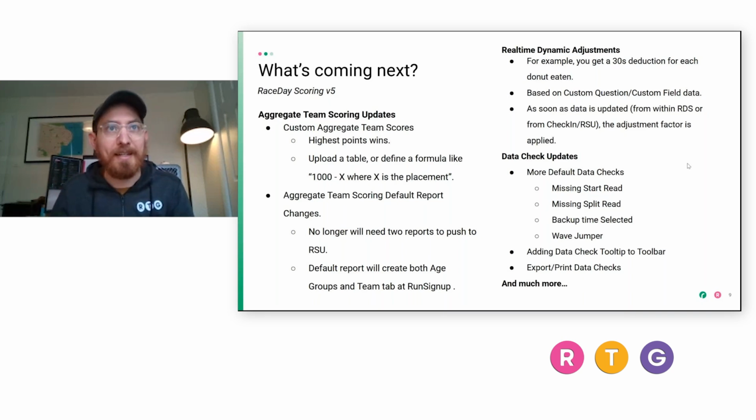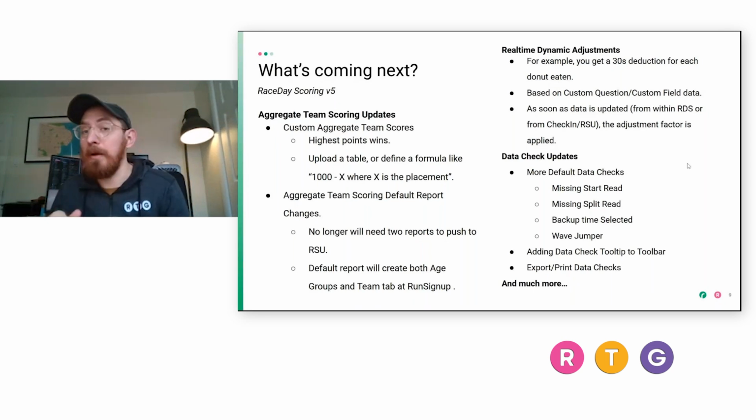So this will be really neat because it'll work not only within RaceDay scoring, but throughout all of our applications. You could use the RaceDay check-in app, for example, to update the participant information of how many donuts each person has eaten. And then that data will sync to RunSignup and back down to RaceDay scoring, and then the adjustments will automatically be applied. So this is really neat. I'm sure that we'll come up and hear about some really interesting use cases that we didn't even think of. But this is going to be really nice, I think, going forward.